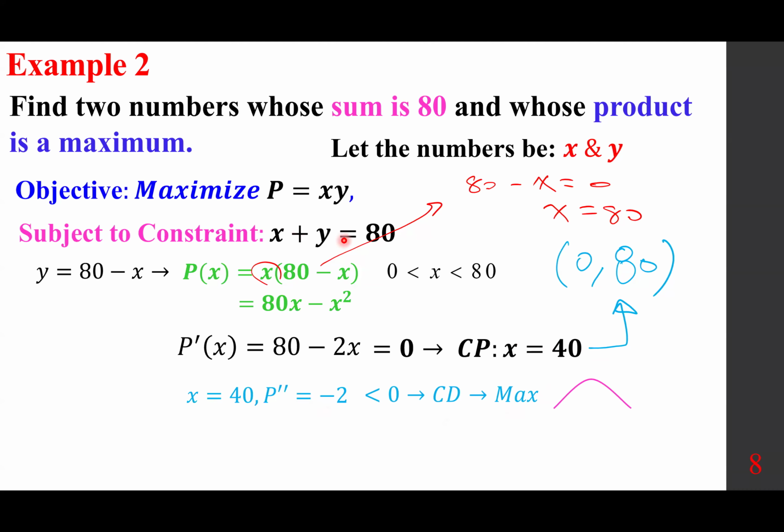Put it into this. X plus y is 80. Y must be 40. And what is their maximum? 40 times 40, 1600. So that's pretty straightforward. And I hope you realize that the second derivative test makes it fairly nice and easy.